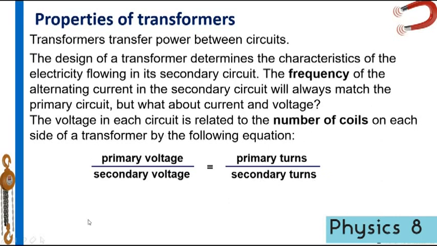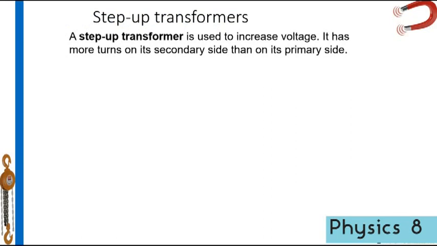So this is a very important expression in terms of being able to determine voltage on either the primary or the secondary side, or the number of turns on the primary or the secondary side, if we know either the voltage or we know the number of turns. So there are two types of transformers. There's a step-up transformer and there's a step-down transformer. Now, a step-up transformer is used to increase voltage, and this tends to have more turns on its secondary side than it does on the primary side.